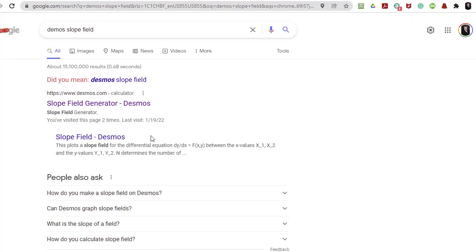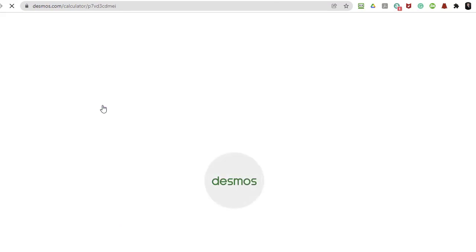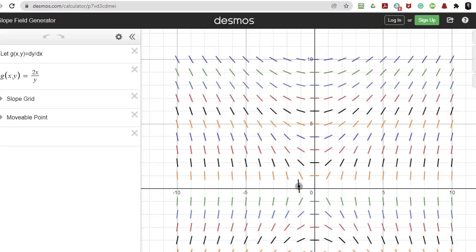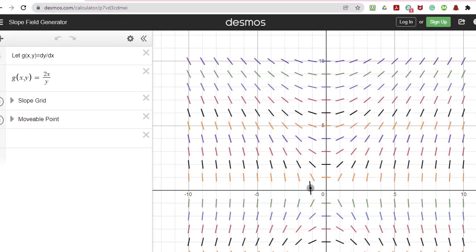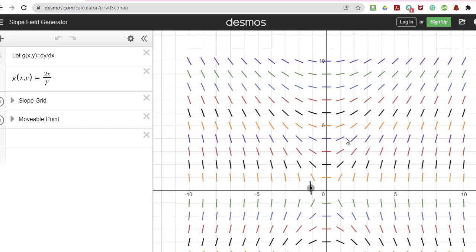And that should pull up this link, and I will put this link in the lesson here so you can kind of see an illustration of this particular slope field, which is 2x over y. Let's look at that one example that we had with sine.